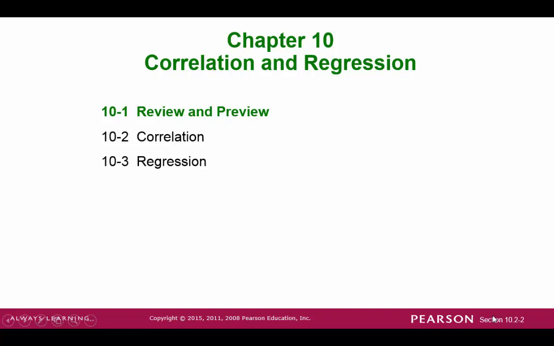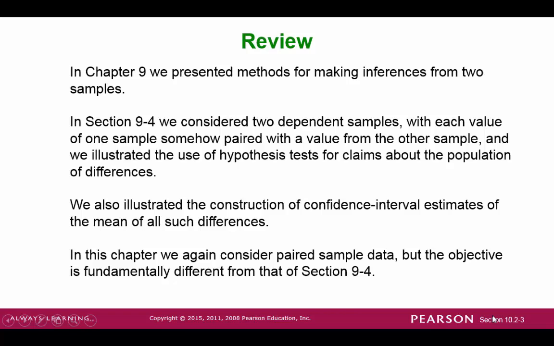We are in Chapter 10. Let's take a look at the review and preview in 10-1. In Chapter 9, we took a look at methods for making inferences from two samples. More specifically, in 9-4, we looked at two dependent samples where we paired up the values.